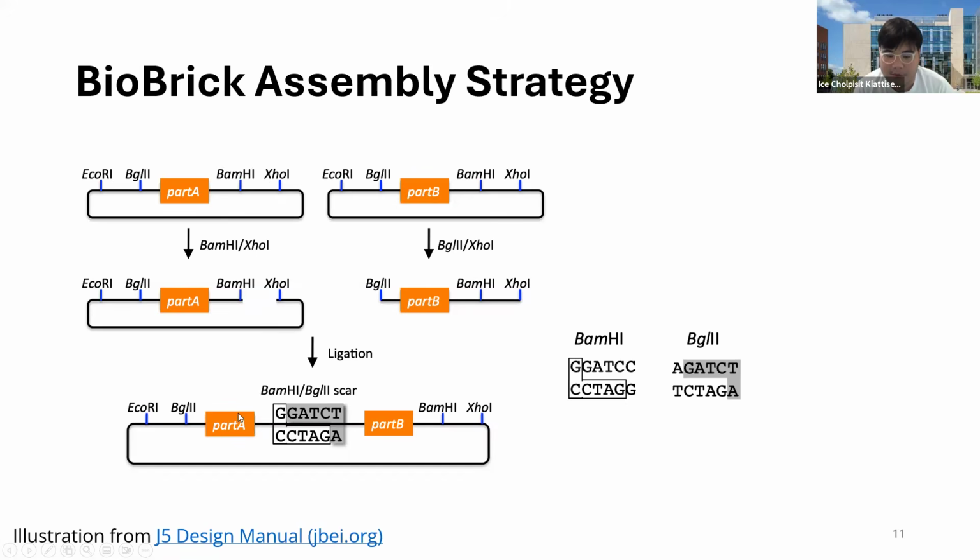The good thing about this is you can connect part A and part B and have them be in frame. So you see that these scars are 6 bases, and they're actually referred to as just 2 codons. That means you can make part A, which is maybe 1 protein, and part B, which is another protein, to make a fusion protein right away with this assembly strategy.